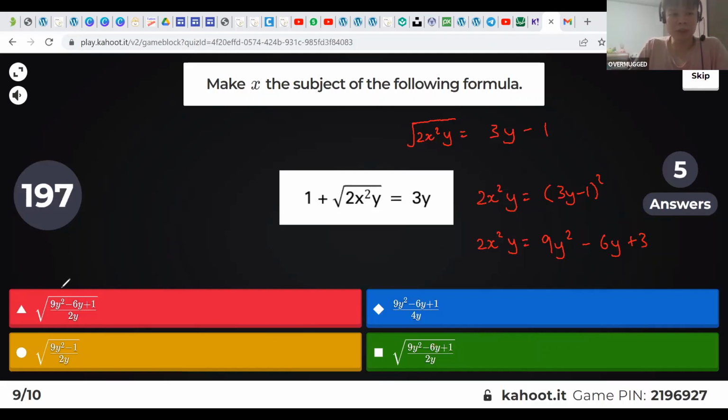Oh my gosh, I think there's a bug. I don't know why it's the same answer. Oh wait, is it the same? Yeah, it's the same. Don't choose this. This shouldn't be the answer. This one shouldn't have a square root. I don't know why there's a square root there.